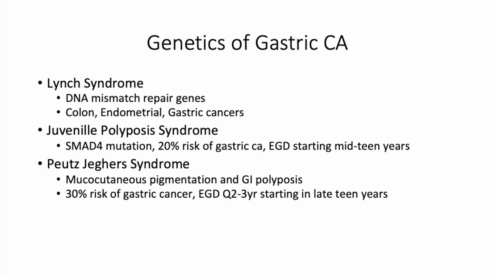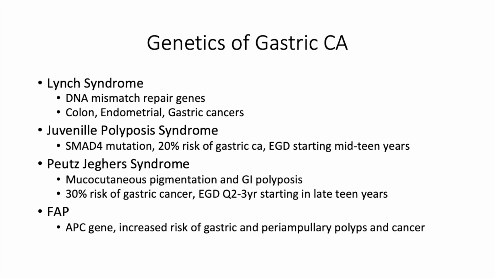Peutz-Jeghers syndrome, on the test it'll have something about mucocutaneous pigmentation, and then GI polyps somewhere. Often they present with a GI bleed at a young age. These patients have a 30% risk of gastric cancer over their life. They get EGDs starting in their late teen years, every 2 to 3 years, depending on their polyp burden.